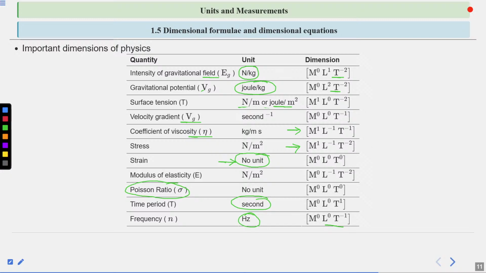Yes, we will learn in more detail in upcoming lectures about these physical quantities. So here our main aim is to learn about the dimensional equations of physical quantities, like intensity of gravitational field, surface tension, strain, time period, frequency. Clear?